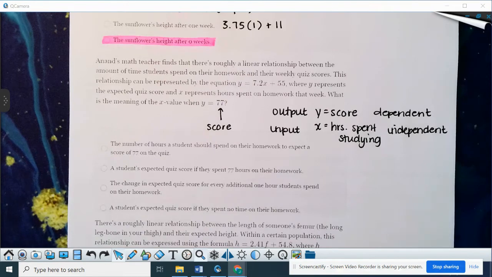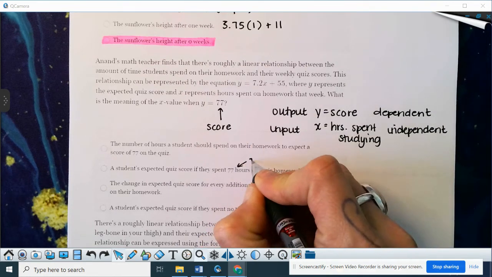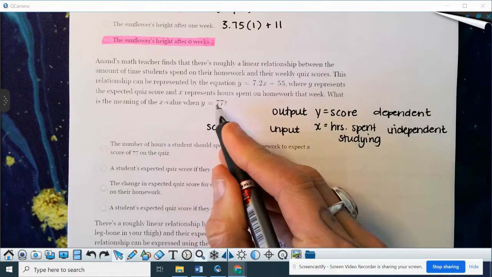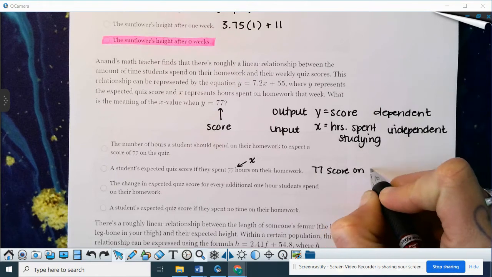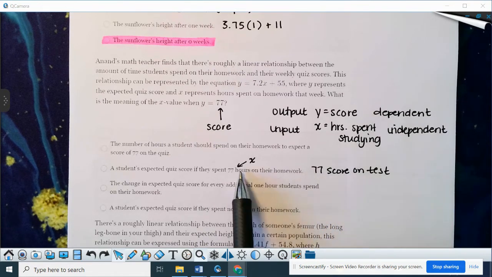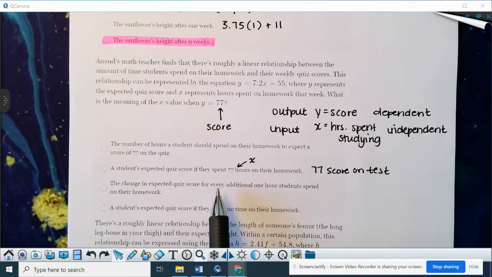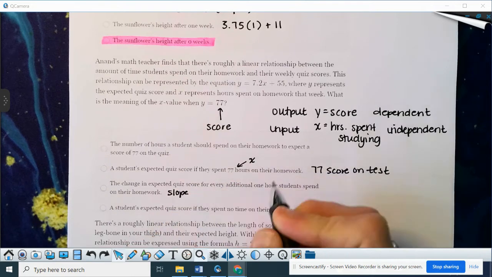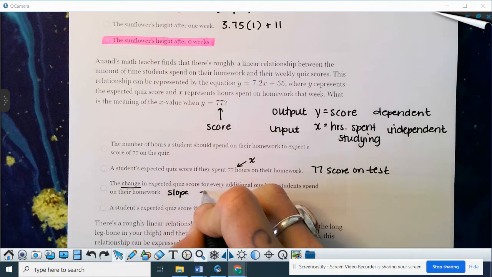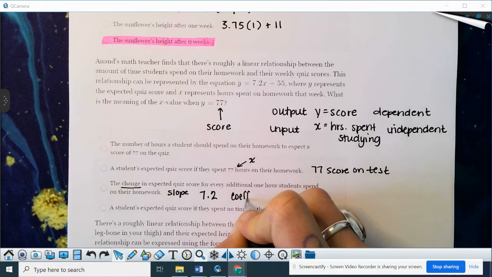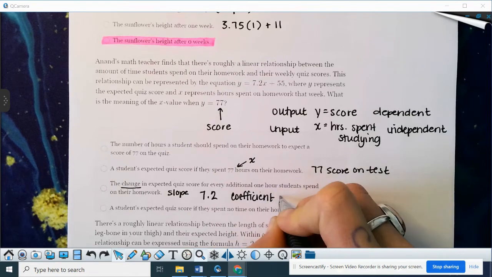Let's make sure we don't have a better one. A student's expected quiz score if they spent 77 hours on their homework. That's not going to work because 77 hours would be the x value, and they tell you that y equals 77. So 77 is the actual score on the test. So this is not correct. The change in expected quiz score for every additional 1 hour students spend on their homework. This is going to be your slope, that rate of change. You're seeing the word change, and the slope in this case is 7.2 because it's the coefficient of x, the number in front of the x value.